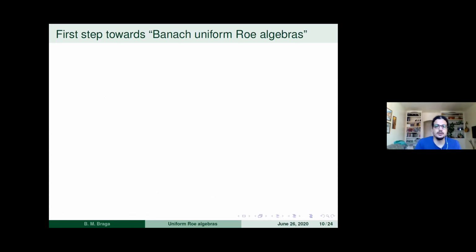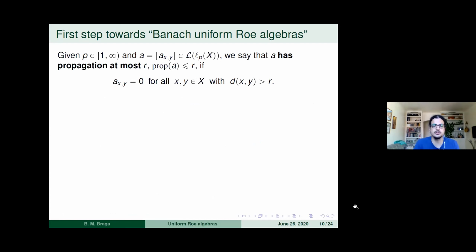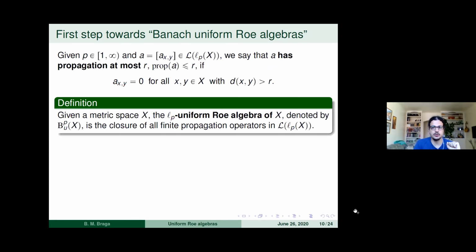So first thing, if you change the L2 basis to something else, the easiest and most natural thing to do is to change p. Instead of p equal 2, what if you look at an arbitrary p? If you look at an operator on ell p of X, we think of it as an X by X matrix, and you define propagation in exactly the same way. Those are just matrices with numbers whose support belongs to a tube around the diagonal. The closure of all those operators is what is called the ell p uniform Roe algebra of X.